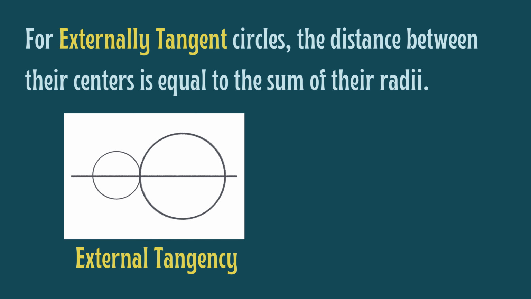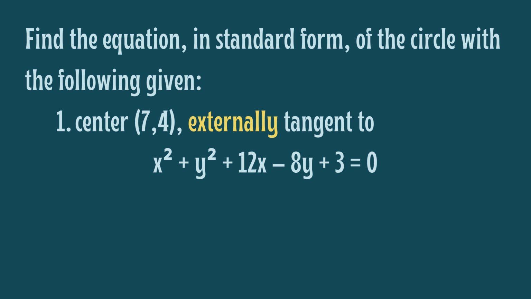For externally tangent circles, the distance between their centers is equal to the sum of their radii. That is, d equals r sub 1 plus r sub 2. For example, in this given we are given the center of a circle at 7, 4. It is externally tangent to this equation here.